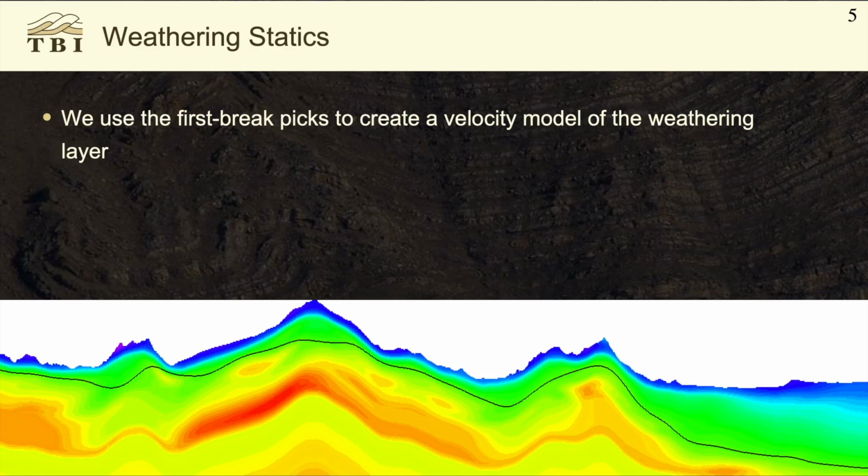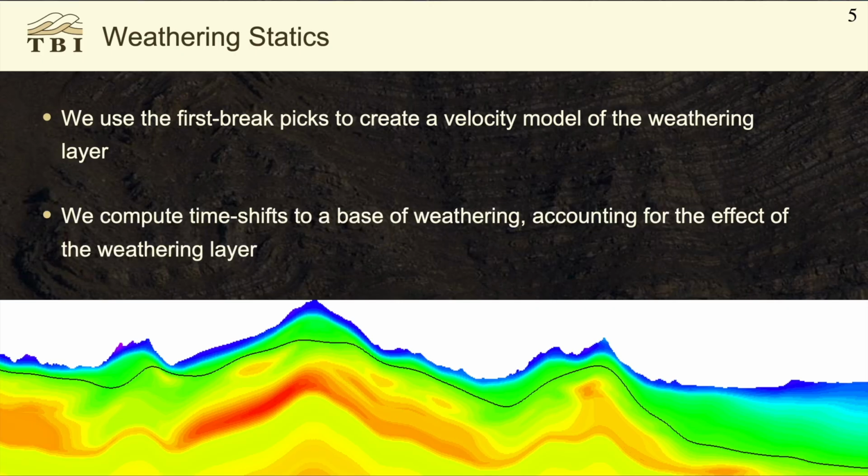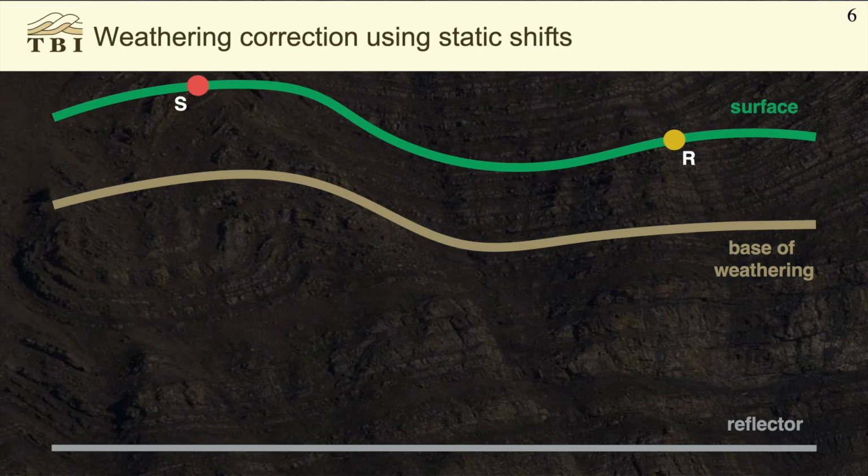Let's look at those weathering statics. We use our first break picks to create a velocity model of the weathering layer. We then compute time shifts to a base of weathering to account for this weathering layer. So beneath I have an example of a near-surface velocity model calculated from first break picks. And the black line here indicates the base of weathering.